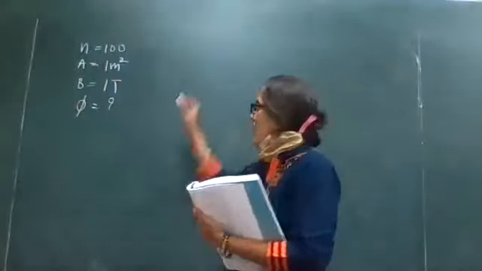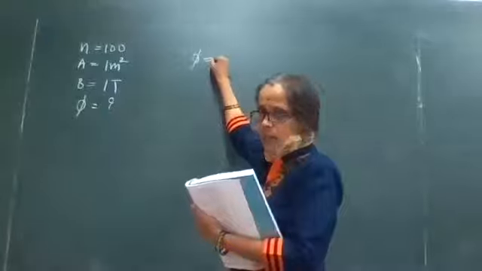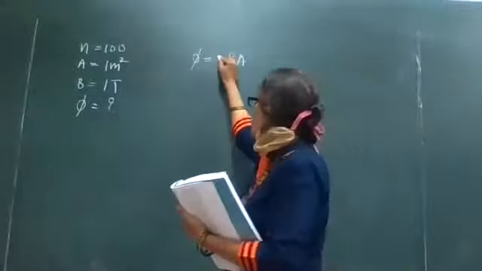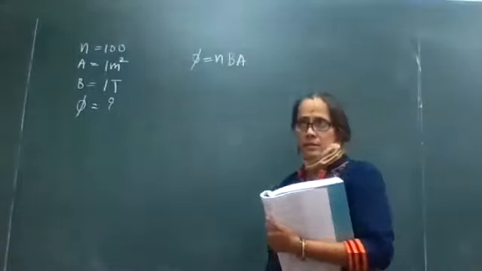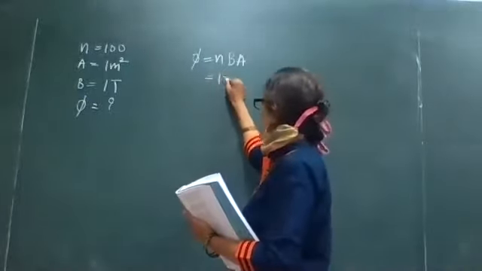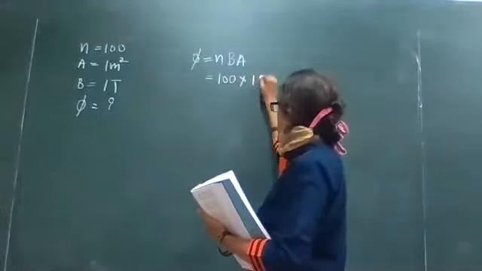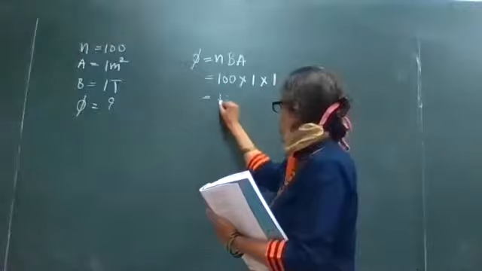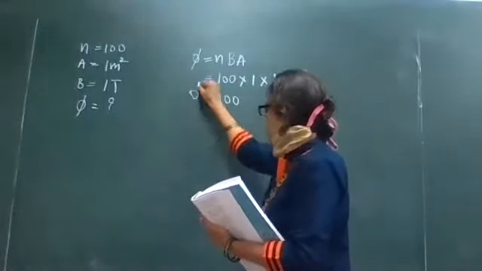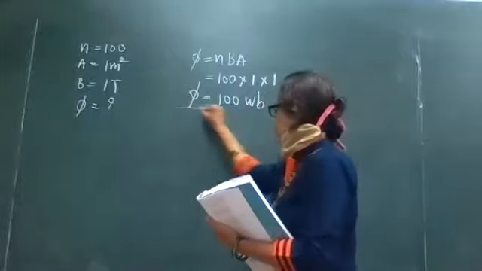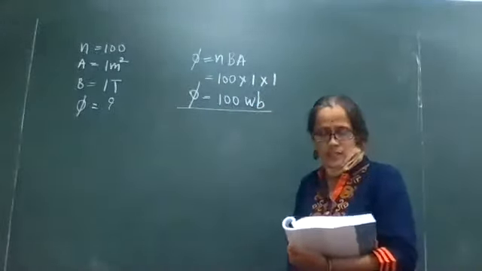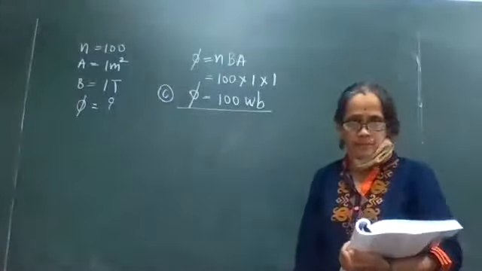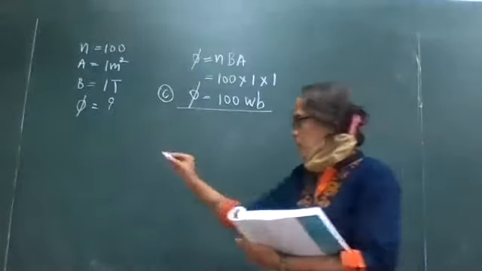Now we have a formula: phi is equal to B into A. But you have a number of turns n, so the flux linkage is multiplied by n. Now we put the values: N is 100, B is 1, and the cross-sectional area is also 1. So it is equal to 100. The unit of phi is Weber. So your first MCQ answer is 100 Weber. That is your option. Clear? Okay.